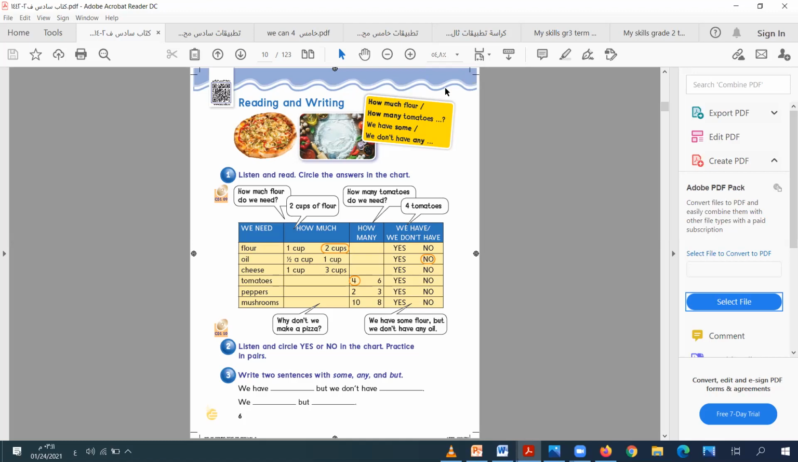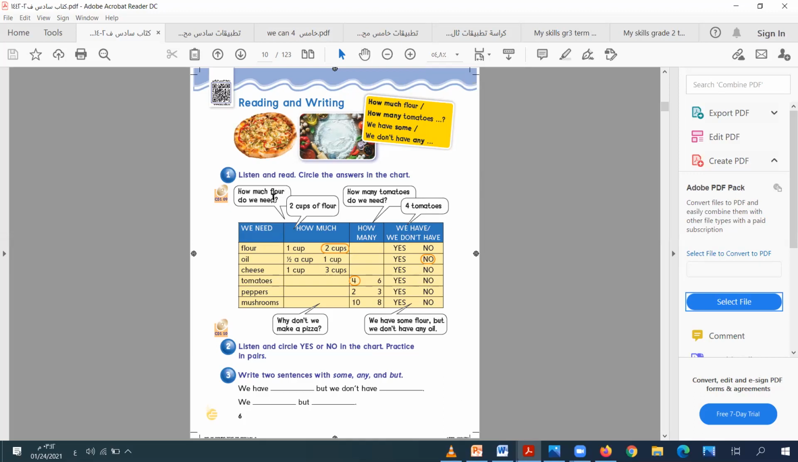This is for how much. You can say how much water, how much flour, and so on. So again, how many for countable nouns and how much for uncountable nouns. Okay, it's easy now. Look at the examples here.